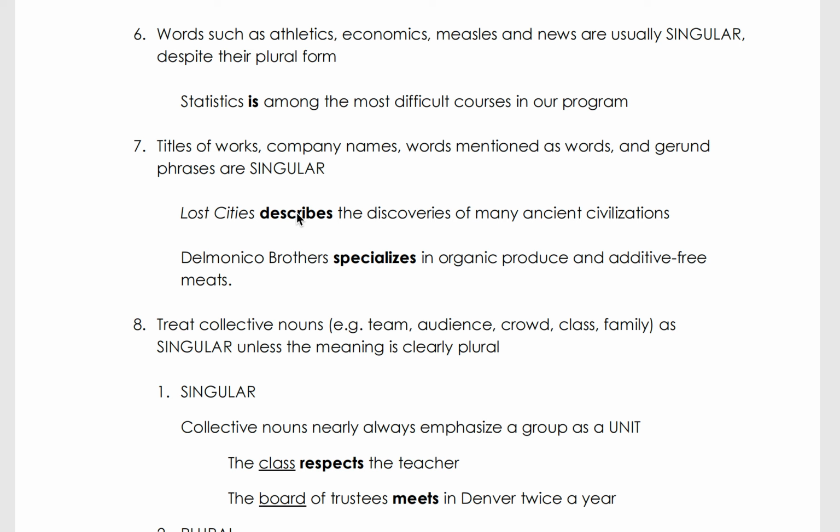Second example, Delmonico Brothers specializes. So it refers to one company. Okay, so that's the reason why we write specializes with s, because it has to agree with the subject. So it's basically one. So here needs to have s to make it agree with the subject. So subject and verb have to agree with each other.